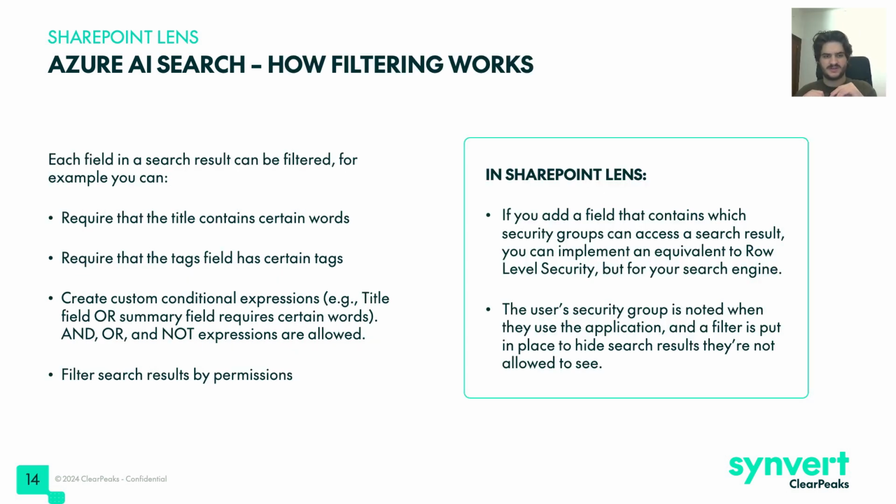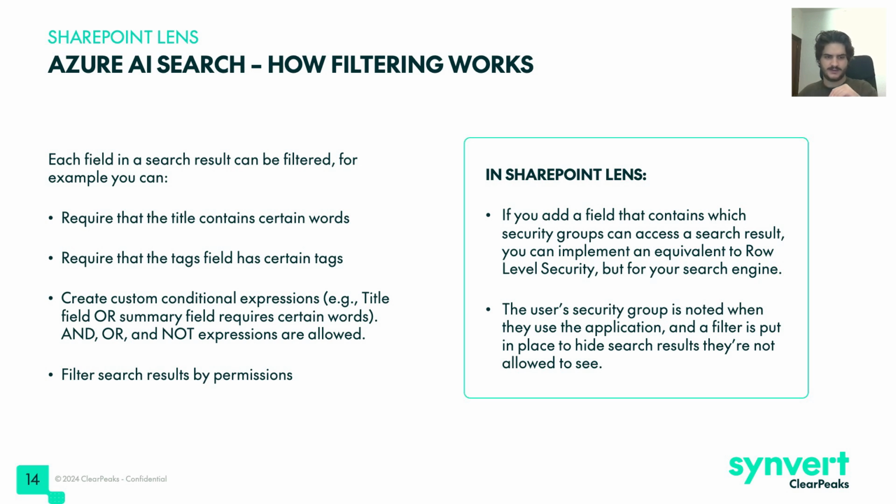When I say filtering, what I mean is you can remove search results based on certain conditions you may have set. You can, for example, require that the title of a document or its content contains certain words. If you use tags with your documents, you can then filter by tags. And then you can, of course, stack these conditions on top of one another, so the search results fulfill multiple conditions at once.